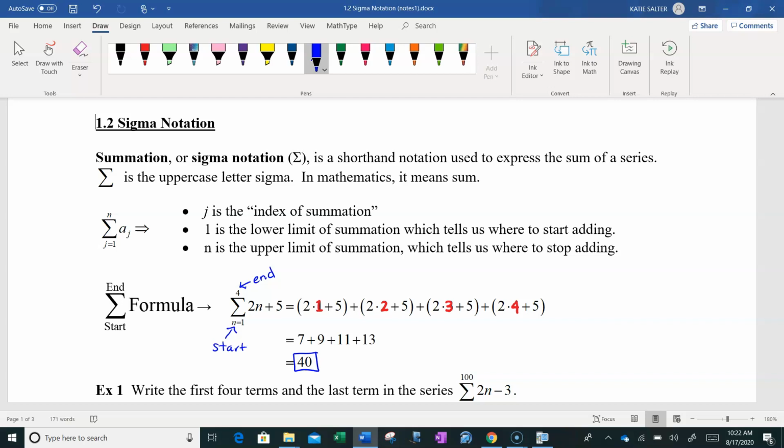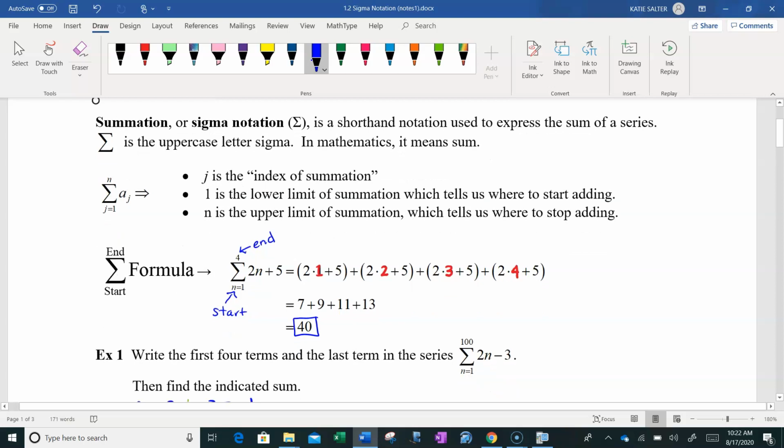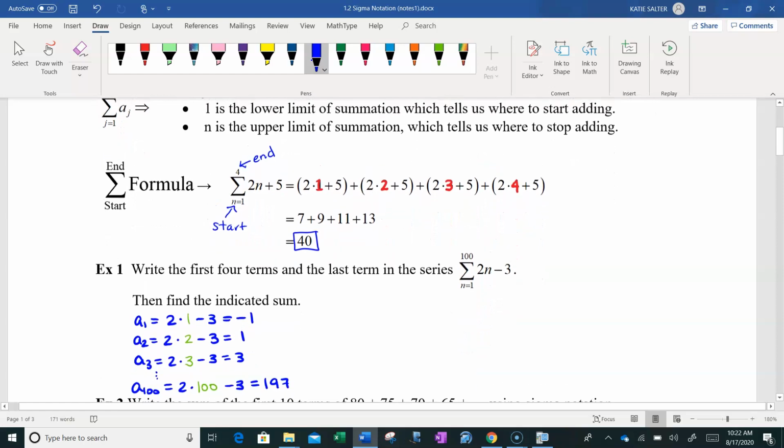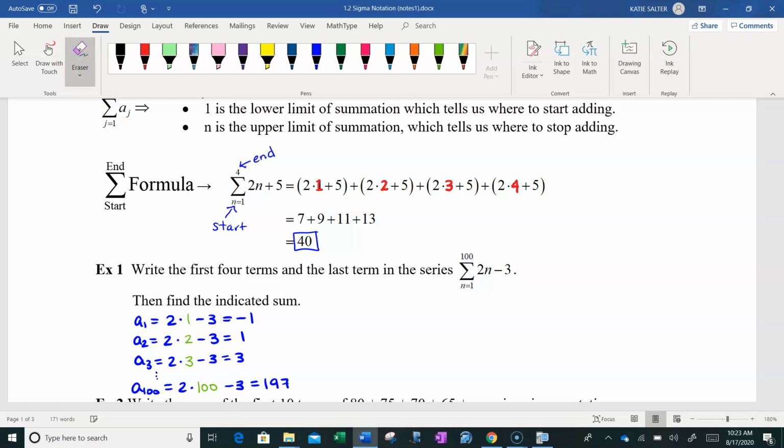Okay, so let's do an example together. Write the first 4 terms and the last term in the series. This one is from 1 to 100 of 2n minus 3. Then find the indicated sum. Since we're going to find the first 4 terms, we're just using that formula, 2n minus 3. We substitute in 1, we substitute in 2, we substitute in 3, you get the idea. Then, since it says to end at 100, to get the very last term, we substitute 100. I've put ellipses here and went over to the 100th term.